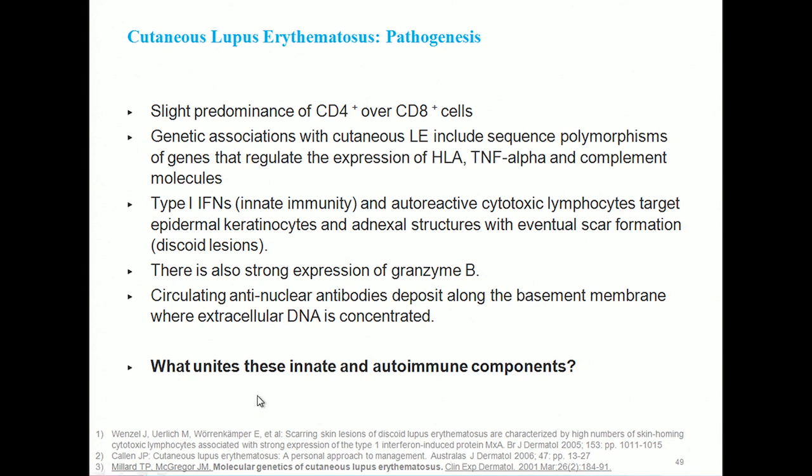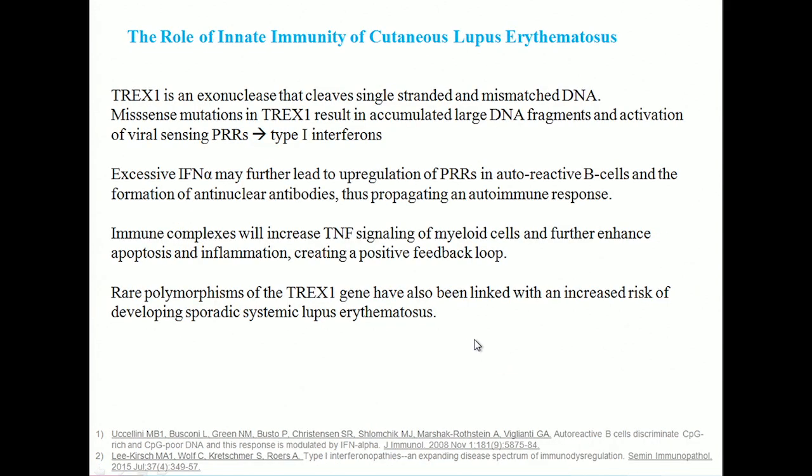So what event kind of unites the innate and autoimmune components in cutaneous lupus? And it's interesting, so recent work has actually shown that TREX1 is an exonuclease that cleaves single-stranded and mismatched DNA. And missense mutations in TREX1 result in accumulated large fragments of DNA, and these large fragments actually are mistaken by toll-like receptors and our own innate immune response as being viral DNA. So what happens is binding these large fragments of DNA will activate toll-like receptors and then the secretion of large concentrations of type 1 interferons, namely interferon alpha.